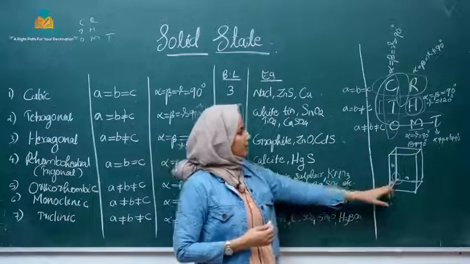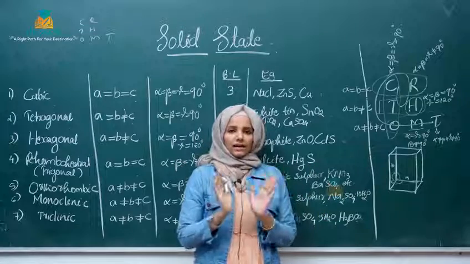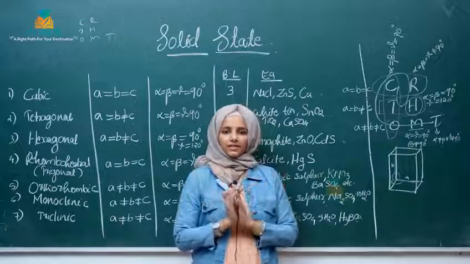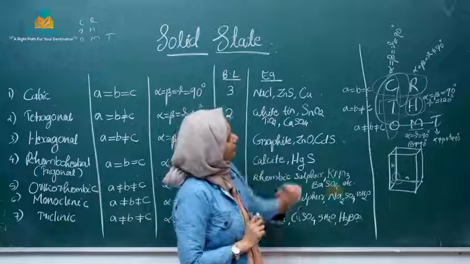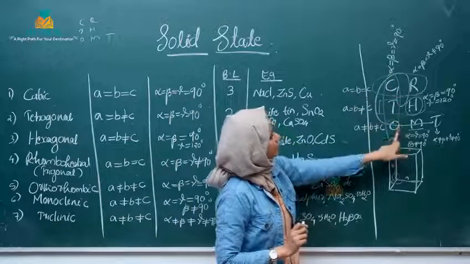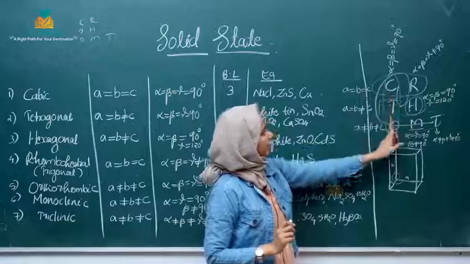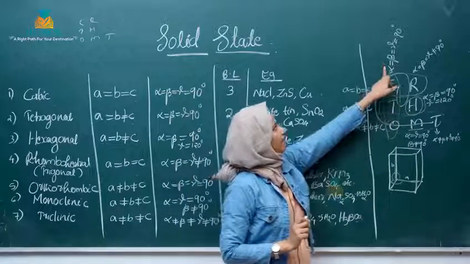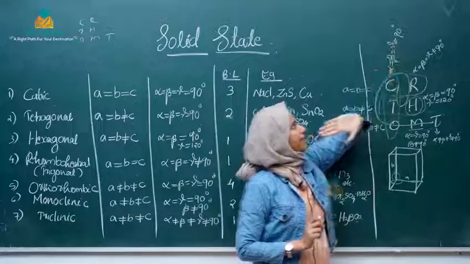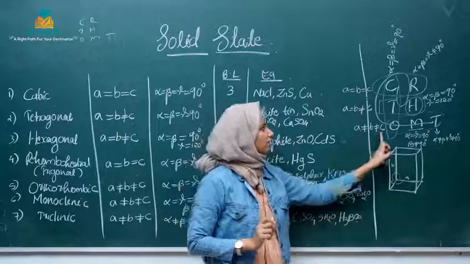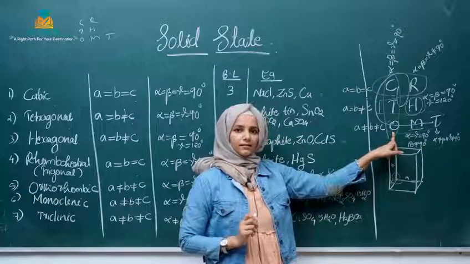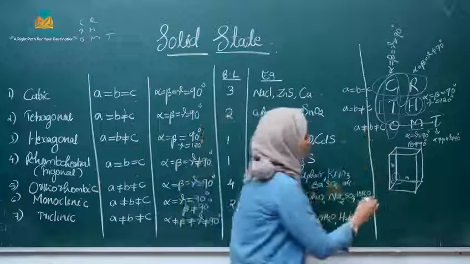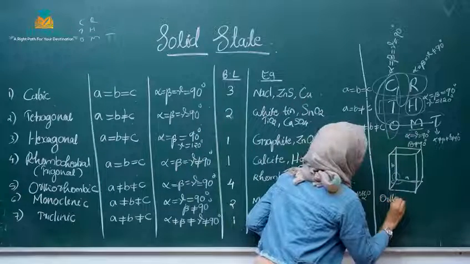In the matchbox, all the angles are right angles to each other, so all the angles are equal to 90 degrees. Look at the first column, CTO, which has alpha equal to beta equal to gamma equal to 90 degrees. We found earlier that it belongs to the third row. So what is the structure of the matchbox? Yes, it is clear that this structure is orthorhombic.